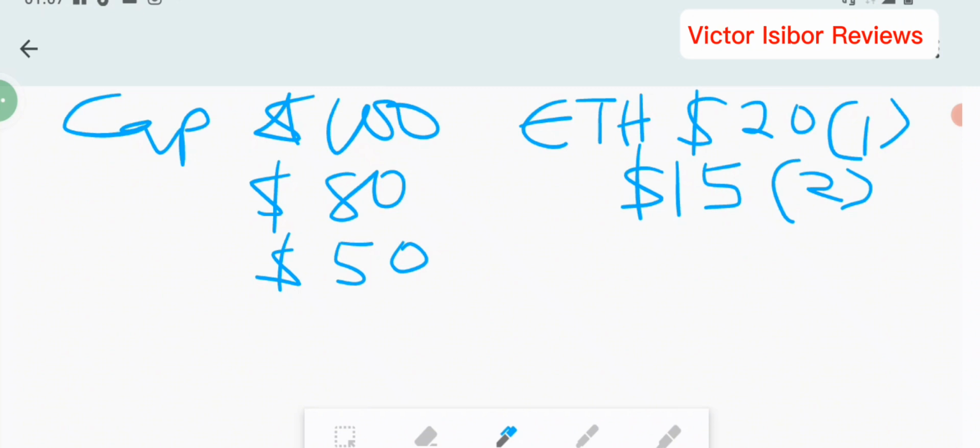All right, take note of this. Your remaining capital is now $50, but you have bought 3 Ethereum. The first one you bought at $20, the second ones you bought at $15. So you've spent a total of $50 buying Ethereum.